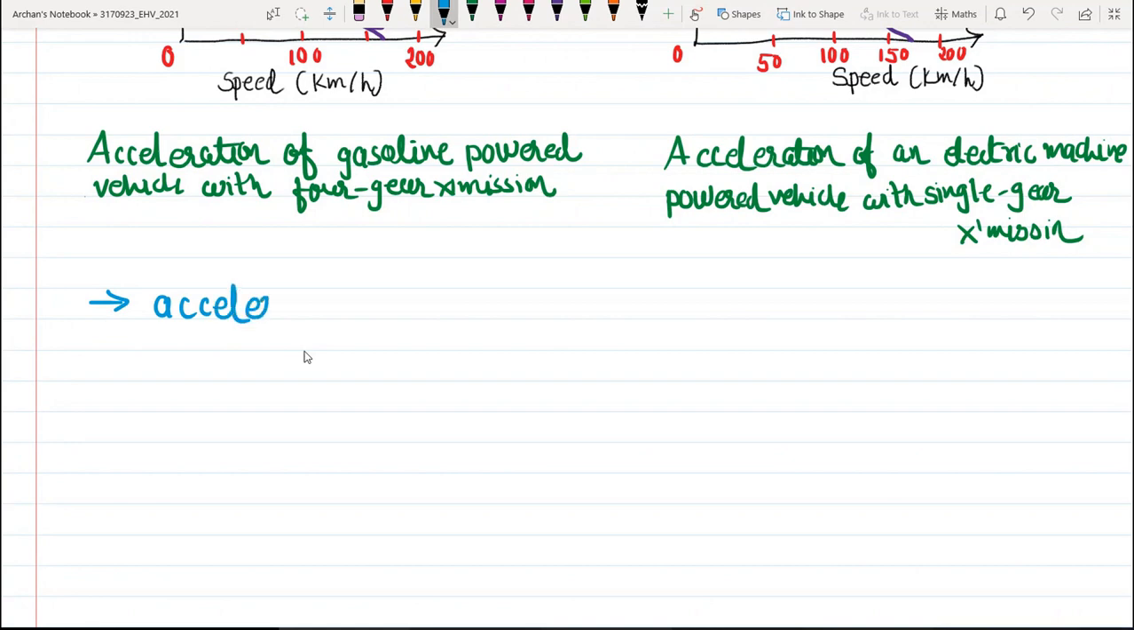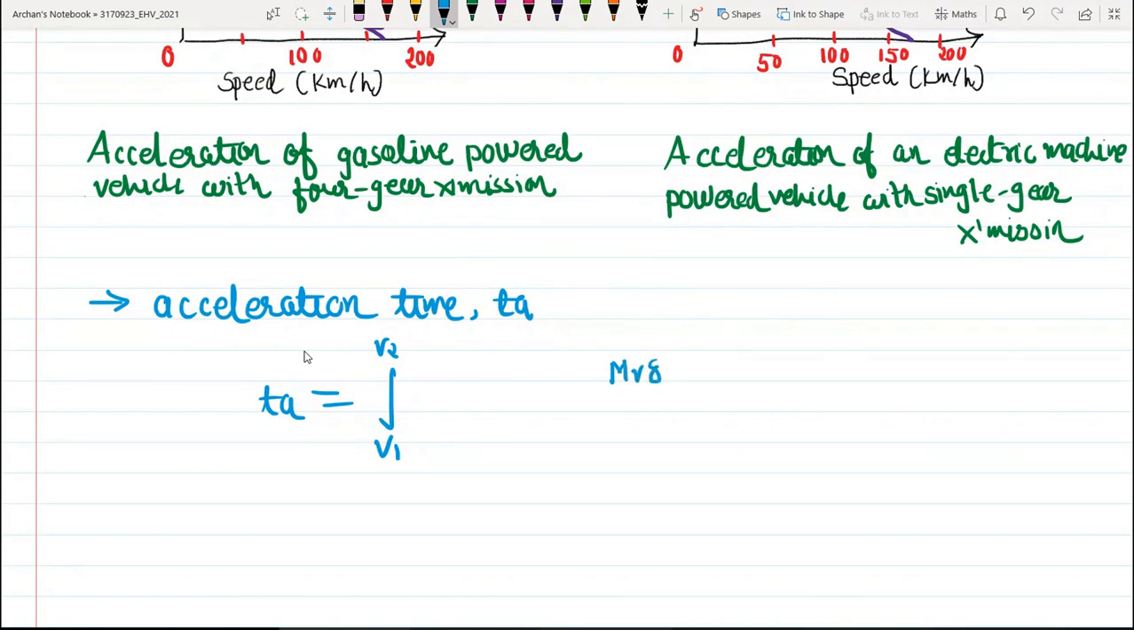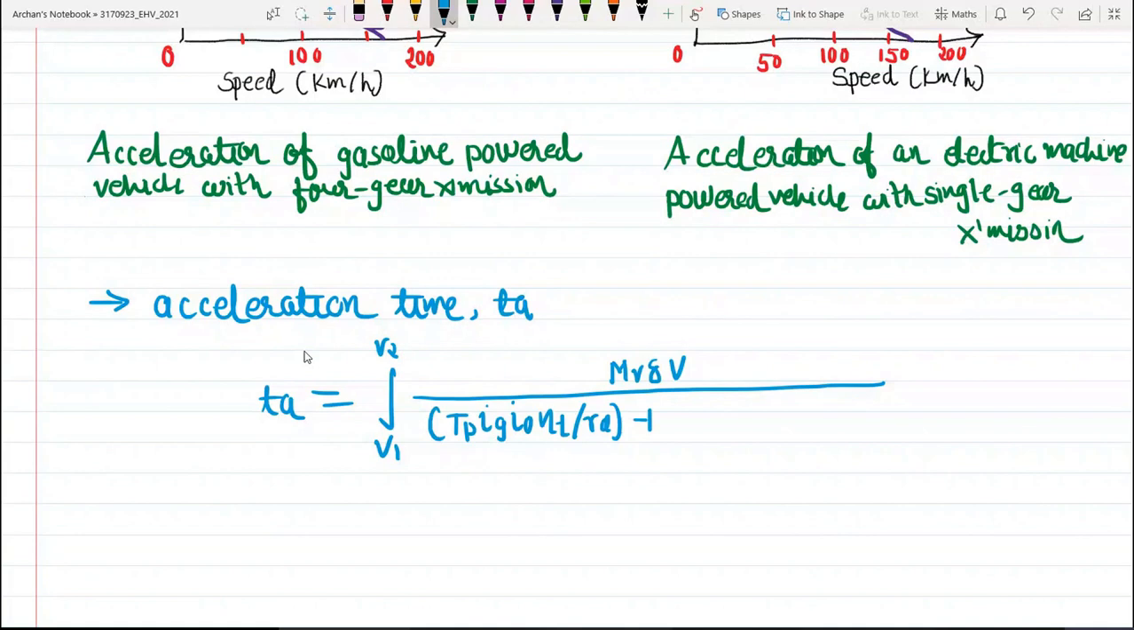So here acceleration time ta is integration v1 to v2 of mv delta v upon Tp ig I0 eta t by rd minus mv g fr minus aerodynamic drag, half rho A Cd Af v square, into dv. Okay, so this is our acceleration time.